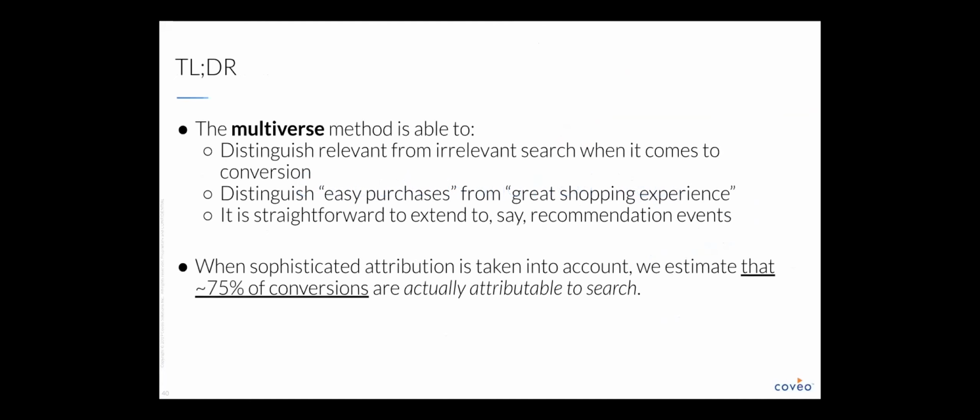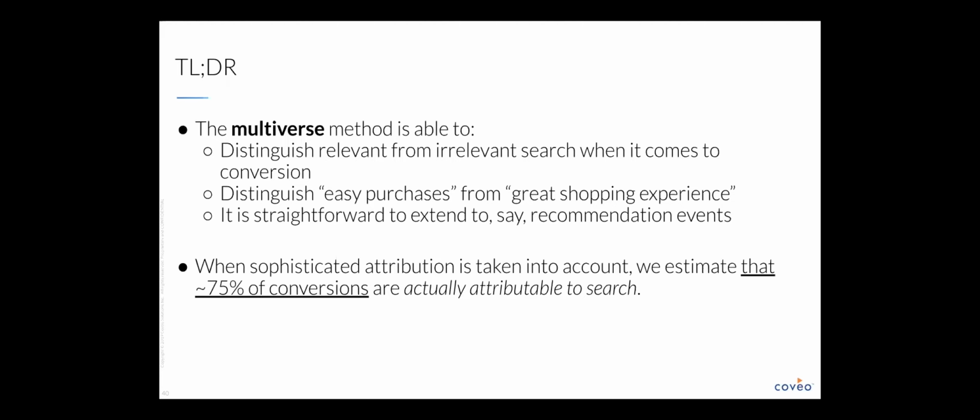So wrapping this up, we presented what we call the multiverse method, and we proved that it's able to distinguish relevant from irrelevant search when it comes to conversion, which was our main and first goal, to make some practical progress on top of what Omniture and Google Analytics are doing today. We also saw that it's able to distinguish easy purchases from great shopping experiences. So it's not just able to tell you that something was bought because of some previous search event, but also when search has a crucial importance in the conversion and when search has some importance, but not too great.